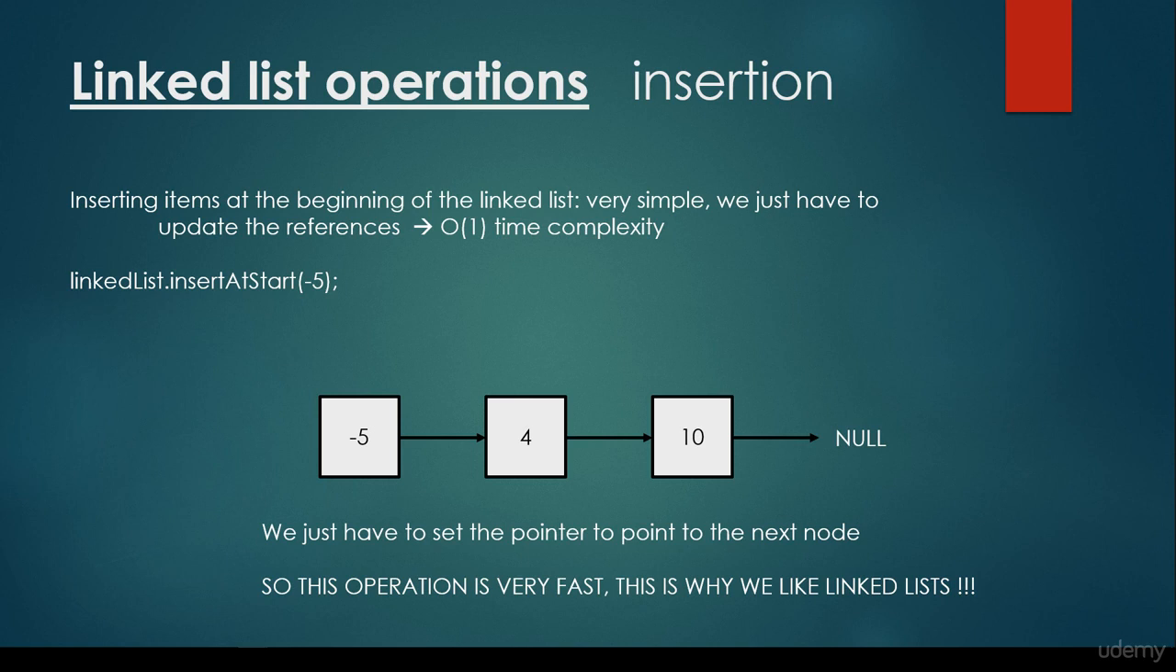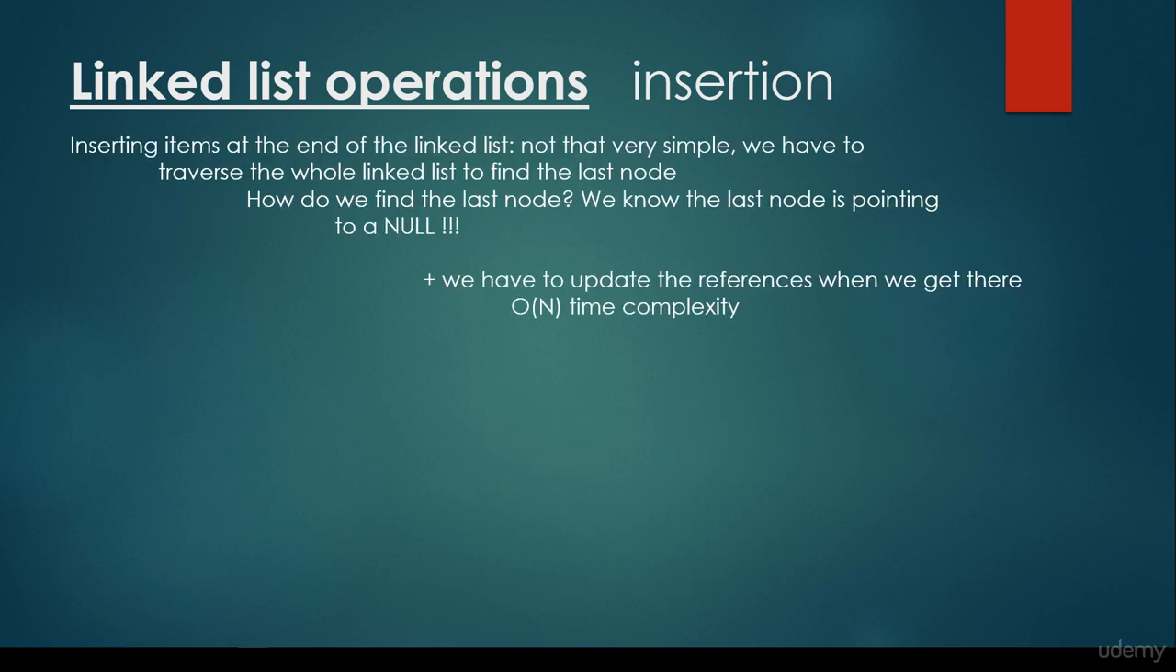fast, O(1) time complexity. Okay, so inserting items at the end of the linked list is not that simple because we have to traverse the whole linked list to find the last node. And how do we find the last node? Because we know the last node is pointing to a null. So this is why this null is very important as far as linked lists are concerned. And of course we have to update the references when we get there.